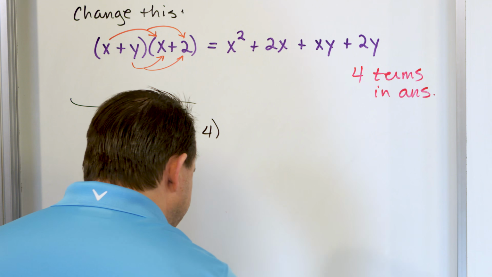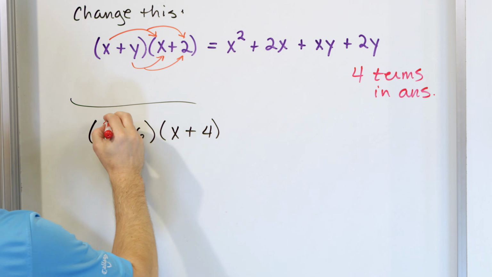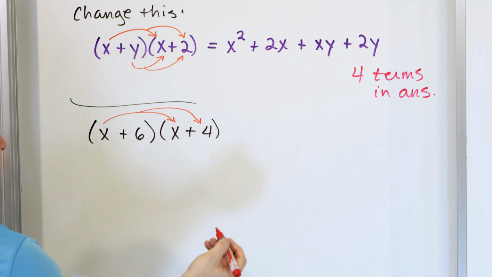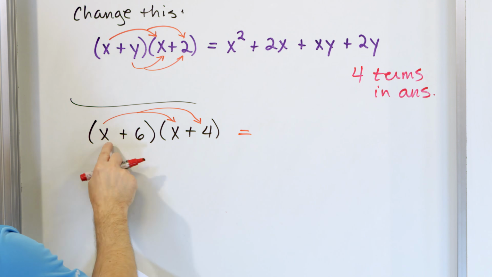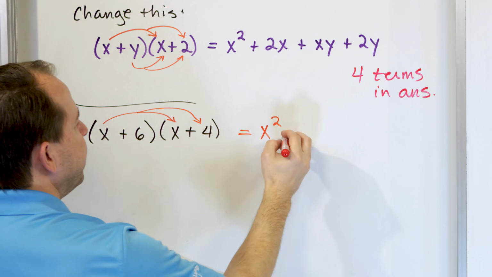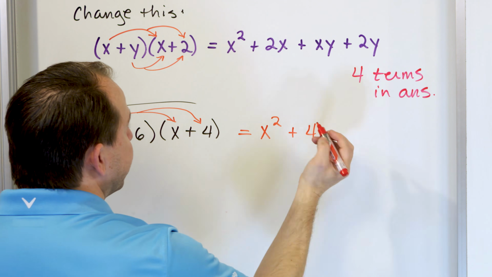Well, it's the same kind of thing. I have to take the x and multiply it by the first term, and then I have to take the x and multiply it by the second term, which is going to give me what? X times x gives me x squared. X times 4 gives me 4x. We generally write the number first.